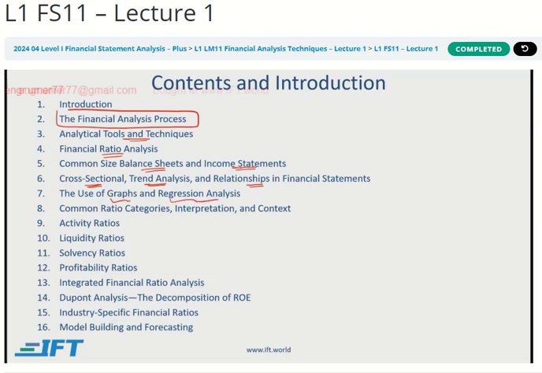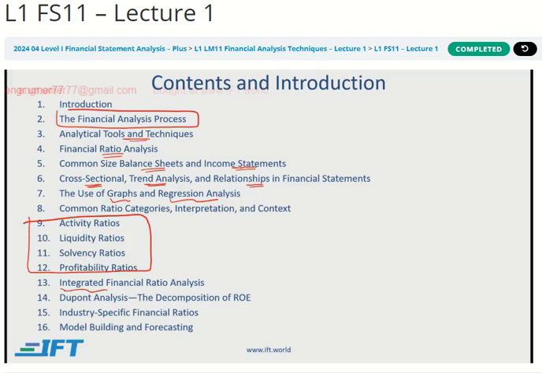Then we will look at the categories of common ratios, their interpretation and their context. And this is again material that you have seen before, such as activity ratios, liquidity ratios, and solvency and profitability ratios. Then we will move to having an integrated analysis where we bring all of it together.